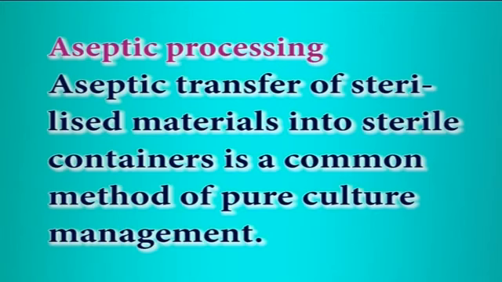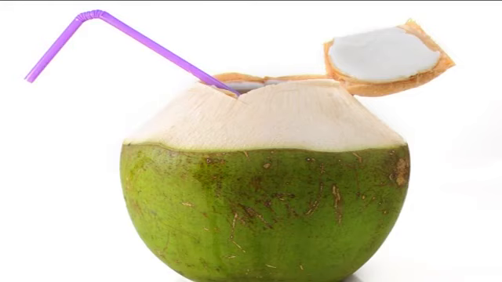Aseptic processing. Aseptic transfer of sterilized materials into a sterile container is a common method of pure culture management. Food which is sterile, for example coconut water or tender coconut, is subjected to filling into a decontaminated container within an aseptic filling zone. However, all food contact surfaces should be sterilized before the production starts and have to be maintained in the same condition. The major limitation of this technology is that only those foods which are in sterile condition in nature can be packed using this technology.